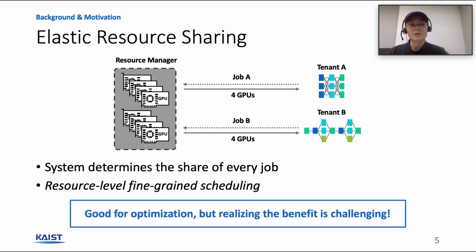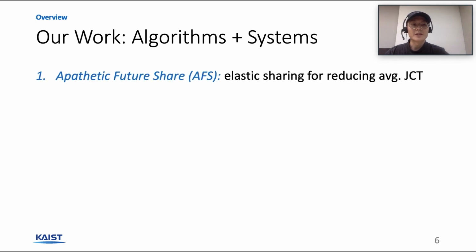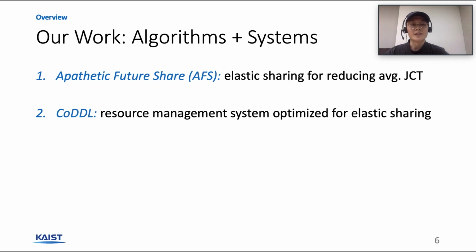This fine-grained resource allocation scheme presents us great potential for cluster-wide optimization, but realizing the benefit is challenging in practice, both in terms of algorithms and systems. Our work contributes to both algorithms and systems to support elastic resource sharing of DLT jobs. On the algorithm side, we design Apathetic Future Share algorithm that leverages elastic resource sharing for reducing average JCT. On the system side, we design CoDDL resource management system optimized for elastic resource sharing. First, I'm going to explain the algorithm side challenge and our design.